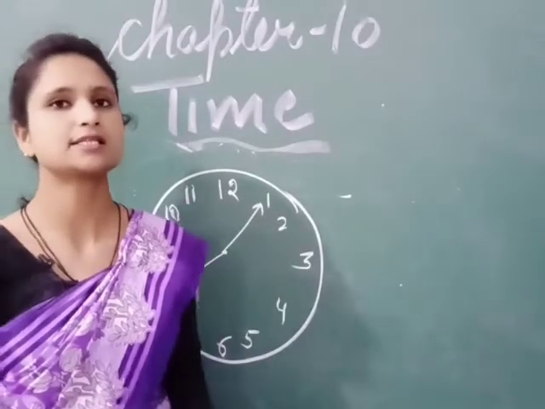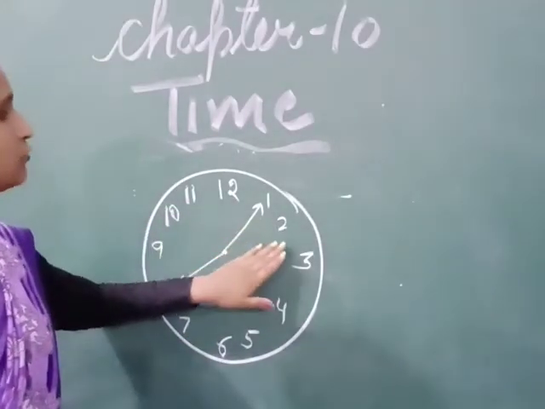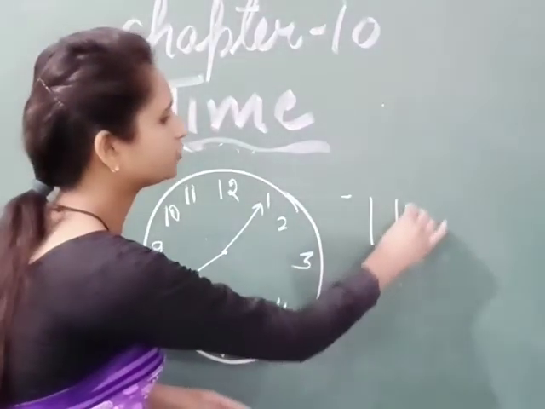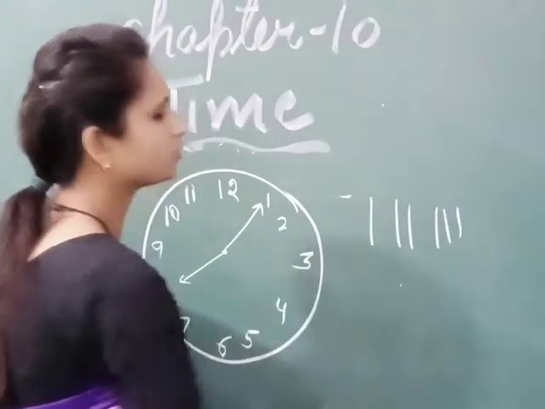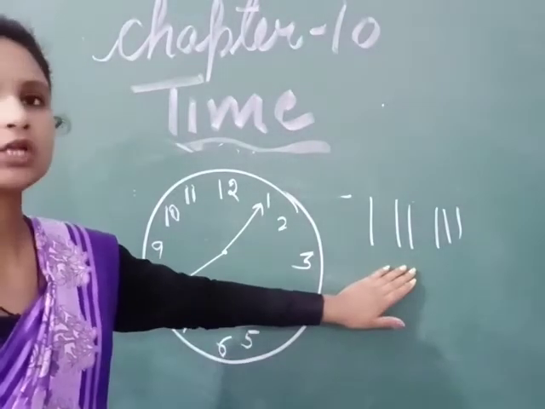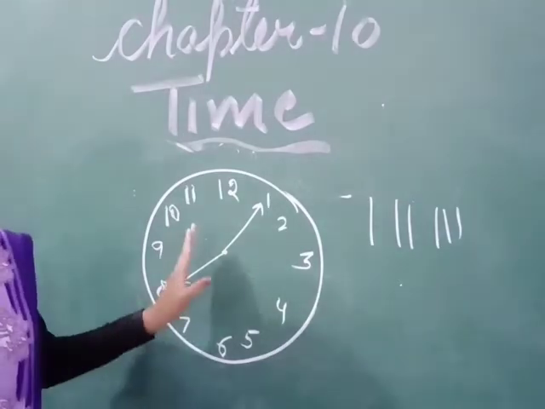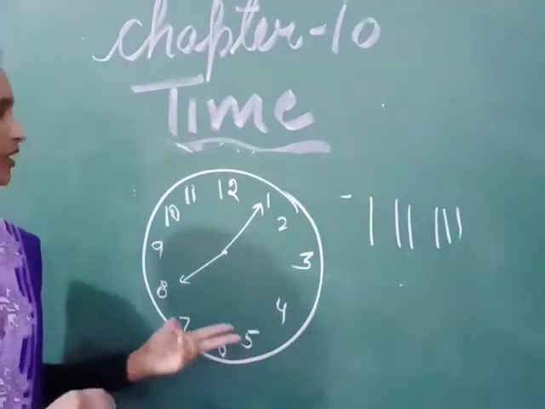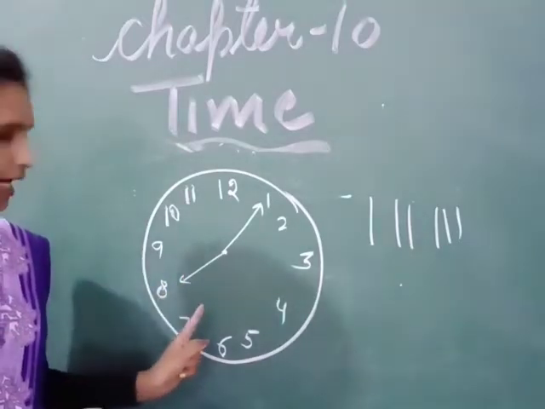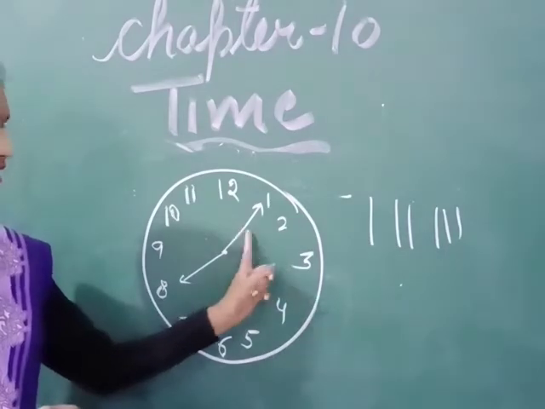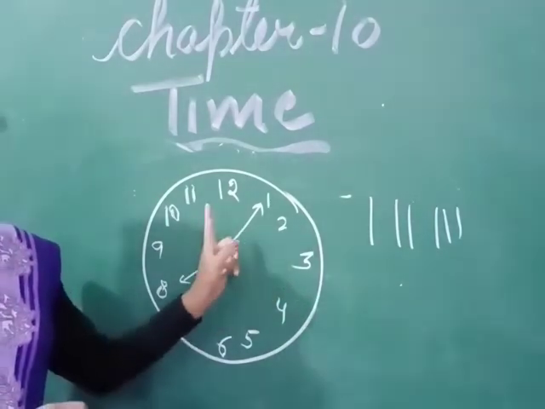So it is not necessary that only numerals will be written on the clock; the clock can also be in the form of Roman numerals. So the time can be told in two ways. When the minute hand, where is the minute hand among these two? Yes, this is the minute hand because it is the longest one.